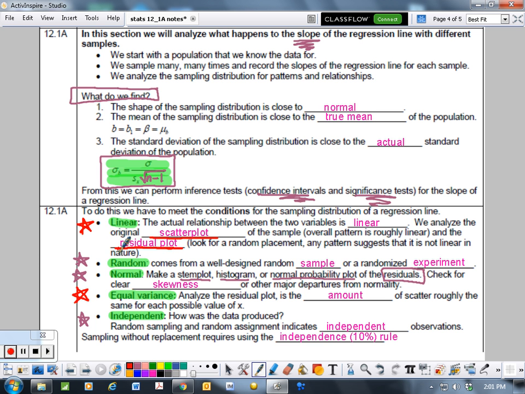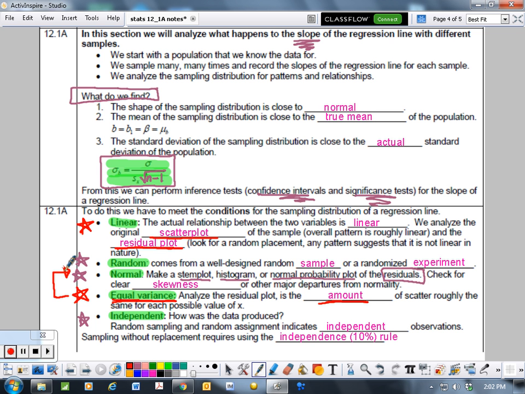So we'll talk about how to look at the residual plot again. And then what we do is we also look at equivariance. So we're going to analyze the residual plot, and we're going to look at the amount of scatter. And we want to make sure that it's roughly the same for each possible value of x. And this really comes into play here too with checking for normality.